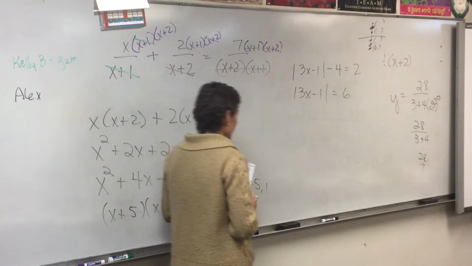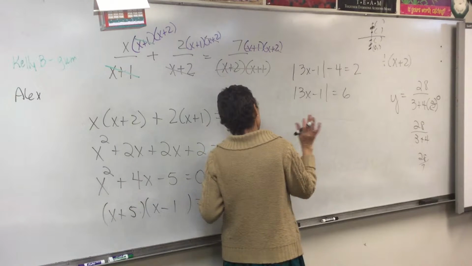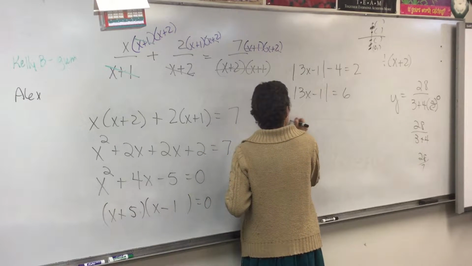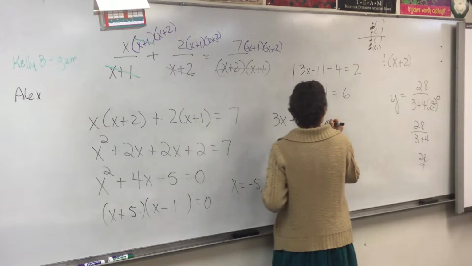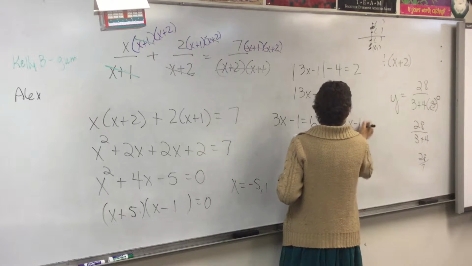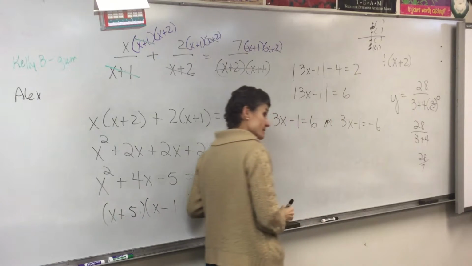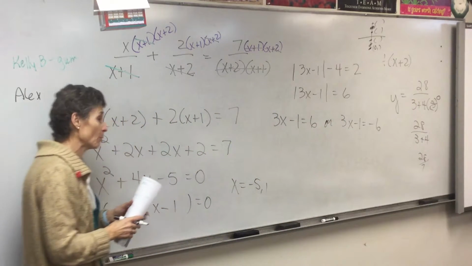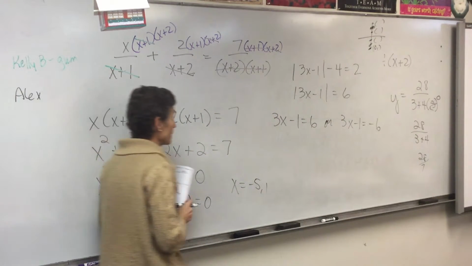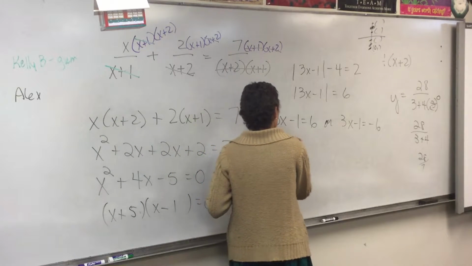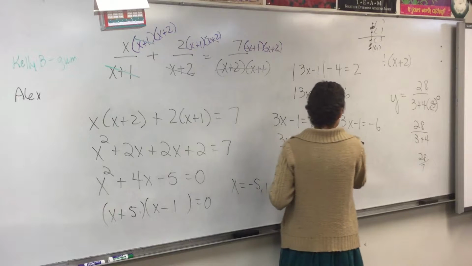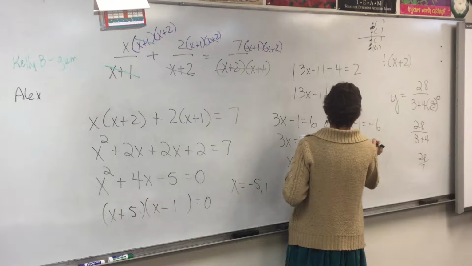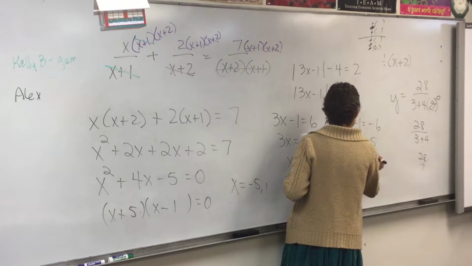Most of you that I've been working with, reviewing, can remember what you did last year. So you said 3x minus 1 equals 6, or 3x minus 1 equals -6. So that's an option that will always work when you solve an absolute value. So 3x equals 7, so one answer would be 7/3, and the other answer would be -5/3.